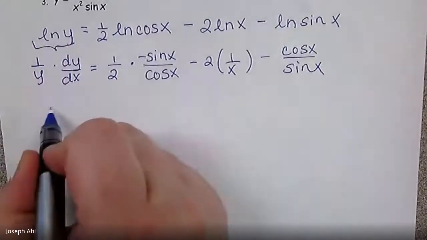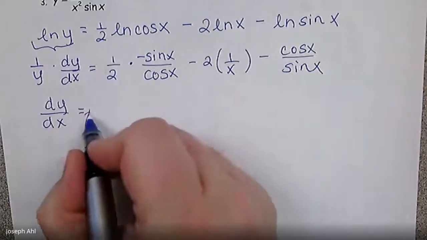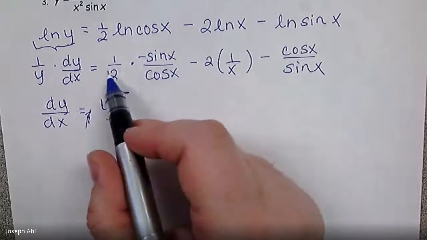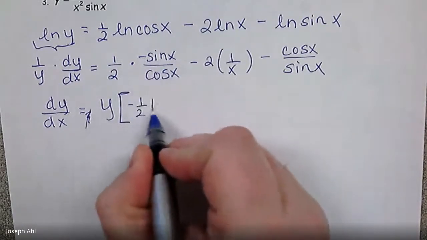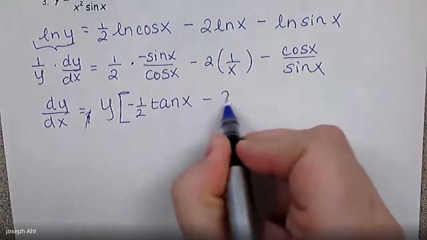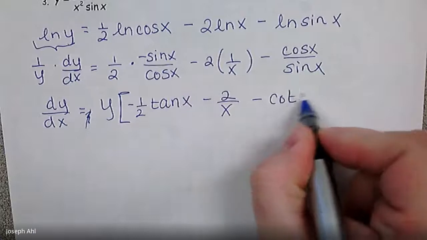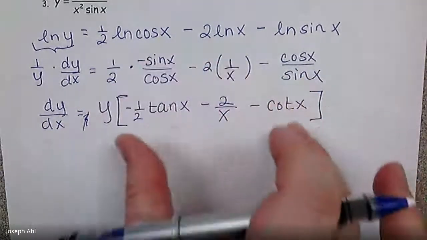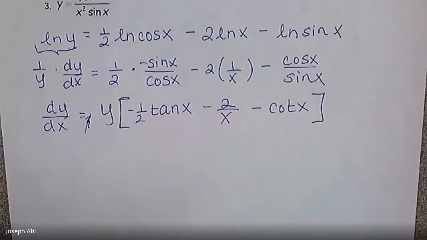So to get dy dx alone, one quick step of multiplying the y to the other side. And if I start cleaning things up a little bit, this would be half of negative tan, or negative 1/2 tan x, right? And then this would be minus 2 over x, and minus cos over sine, that would be minus cotangent. So in thinking about why am I making all these replacements, I mean, they're easy replacements to make according to those quotient identities for trig there.